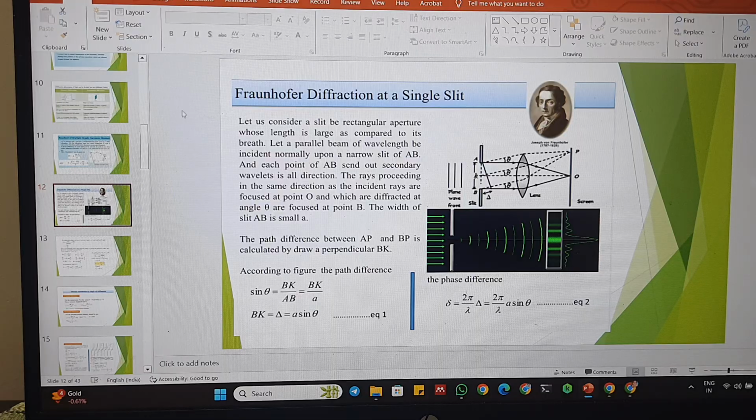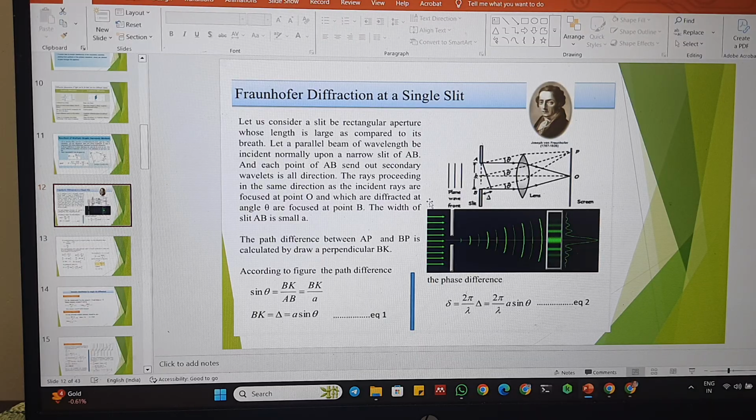Okay. Then coming to the description of Fraunhofer diffraction, let us consider a rectangular aperture. Aperture is nothing but a slit here, whose length is large as compared to its breadth. Let a parallel beam of wavelength lambda be incident normally upon a narrow slit AB, and each point of AB sends out secondary wavelets in all directions. We already discussed how the secondary wavelets happen in the short video.